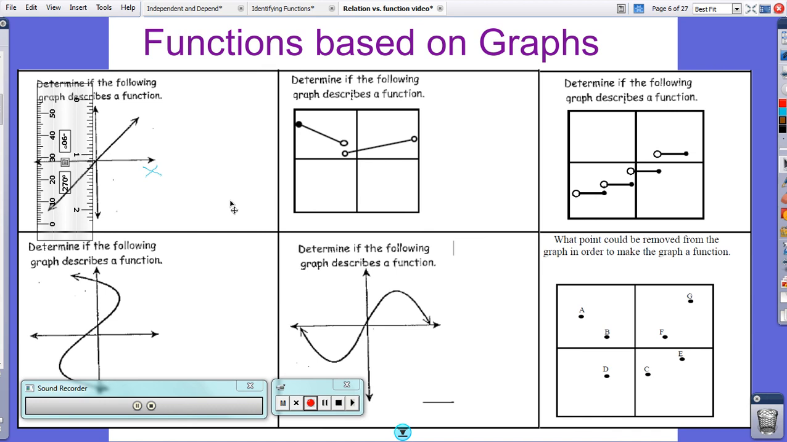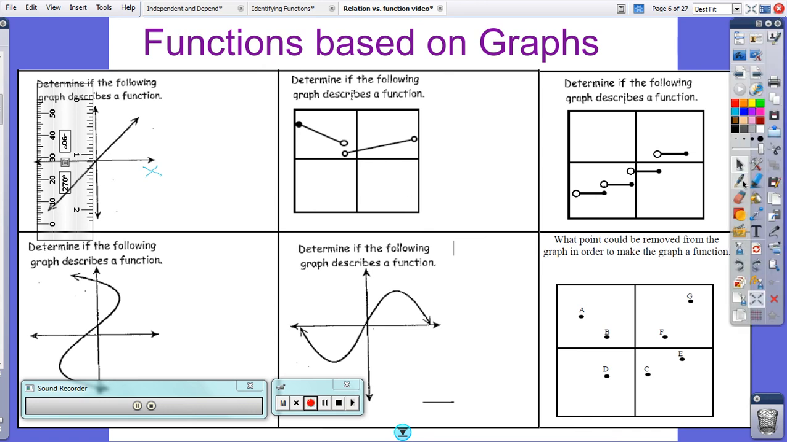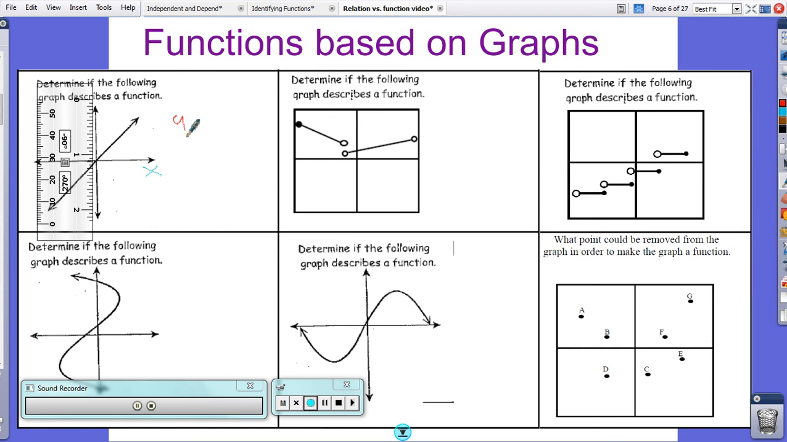Okay. Did it pass the vertical line test? Did I touch any point twice? No, I didn't touch any point twice. So yes, this passes the vertical line test.